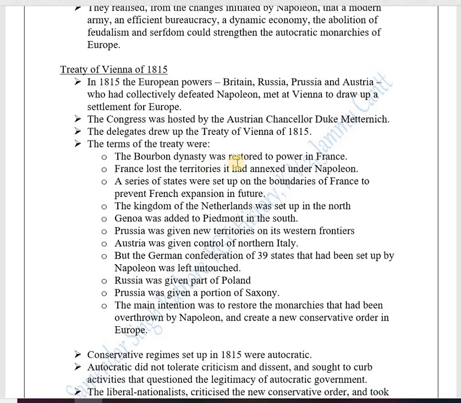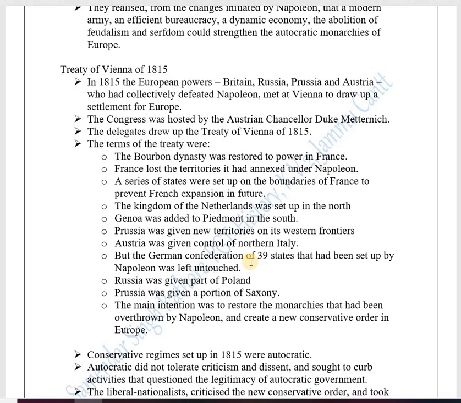The Bourbon dynasty was restored to power in France. Now this Bourbon dynasty was ruling before the French Revolution started. So when the French Revolution started, the king was executed and the monarchical form of government ended. So when in 1815 Napoleon was defeated, France lost the territories it had annexed under Napoleon. So whichever area Napoleon had won, that was again given back to those rulers, and France was what it was before the French Revolution.